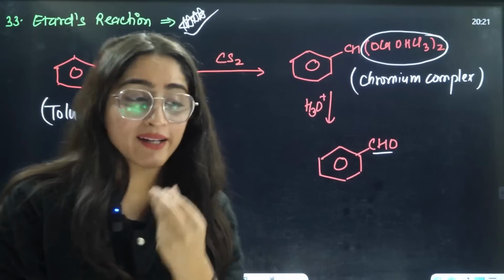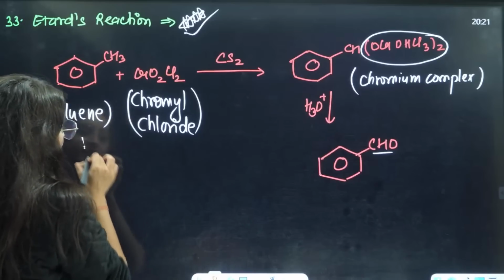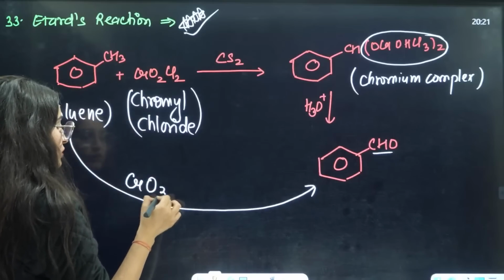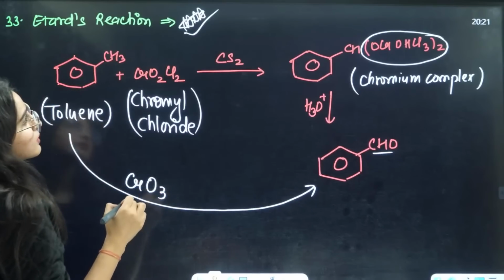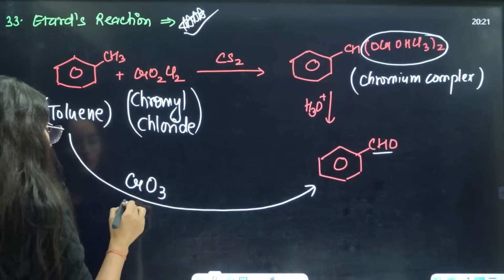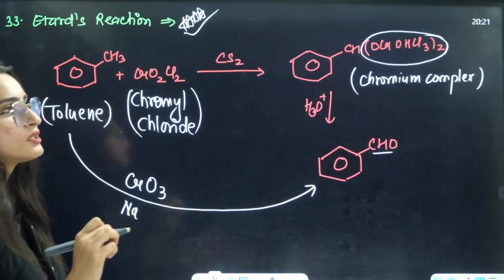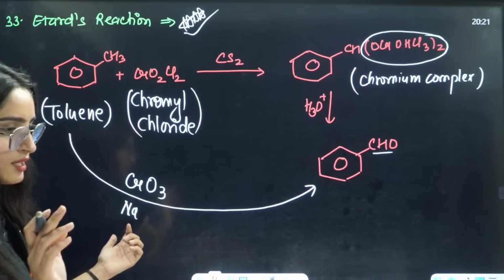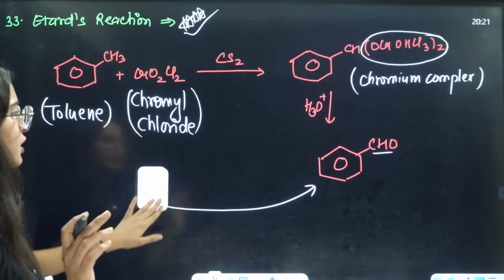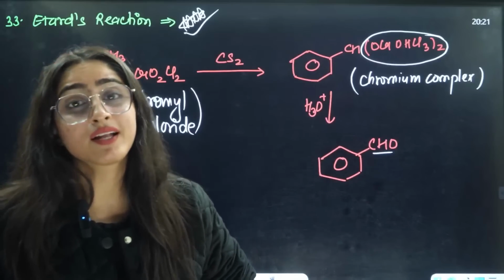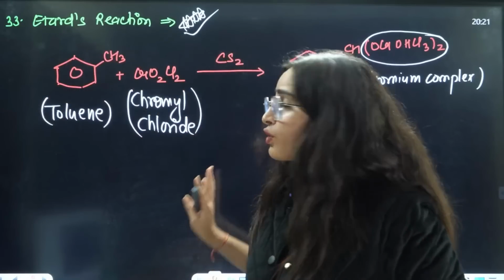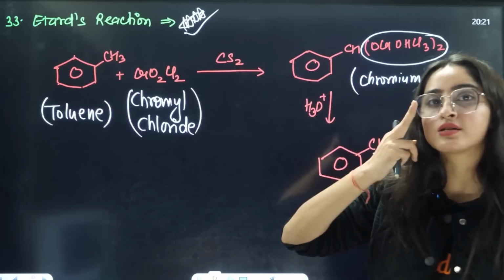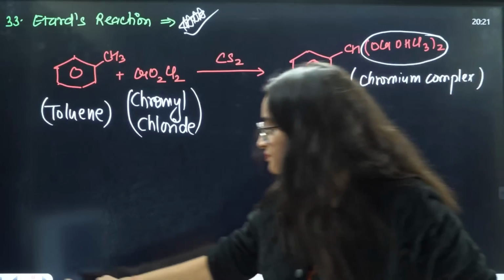There is one more reaction like this. If in this you add CrO3, you will get the same thing. CrO3 in presence of, I think, NaOH or something. I'm not sure about that, but CrO3 was definitely there. If here is CrO3 also, then also it is going to give you benzaldehyde only. But that is not Etard's reaction. Etard's reaction is this one. That is a general reaction.